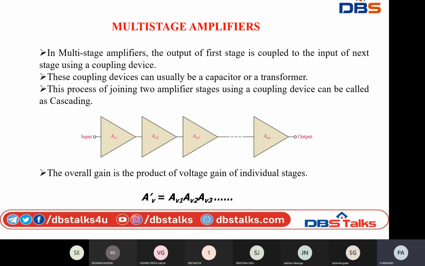And the overall gain is the product of the voltage gains of the individual stages. So here the gain of multi-stage amplifiers is high. A'V is my overall gain of this multi-stage amplifier. So this is the product of AV1, AV2, AV3, and so on.